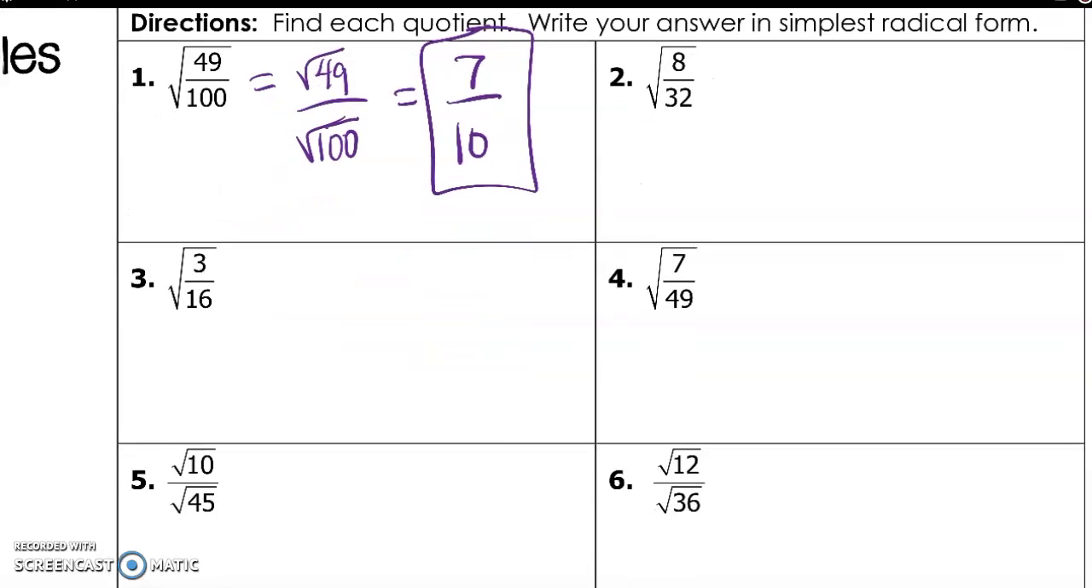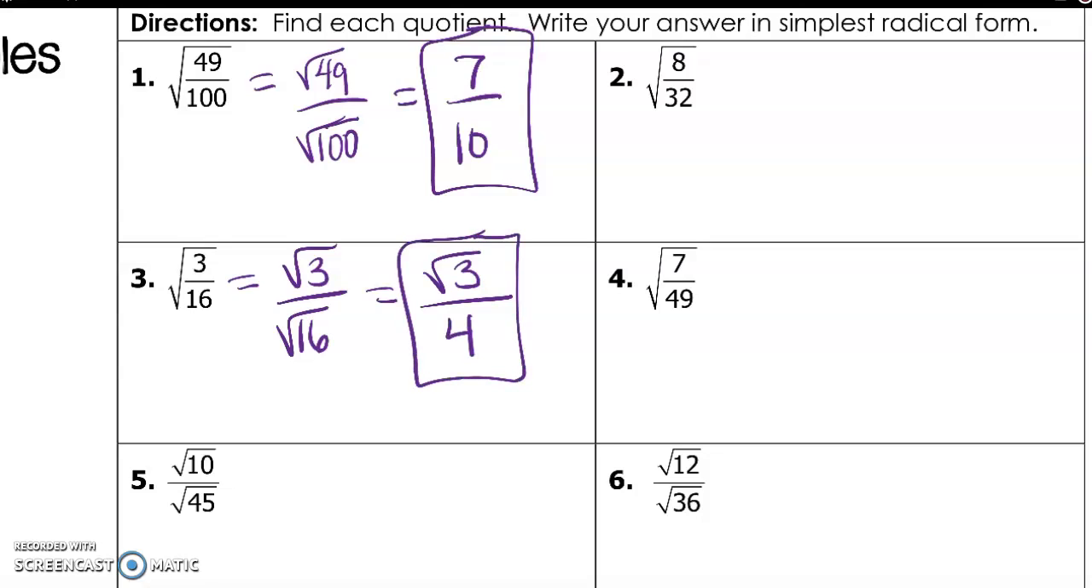When we look at number 3, 3 is not a perfect square, but 16 is. So it's very important to either have your square roots memorized or have that perfect square list and look on that. So what we're going to do is we're going to again break this into the square root of 3 over the square root of 16. We cannot do anything to the square root of 3. There's no perfect squares in it, so it stays. The square root of 16 is 4, and we are finished.